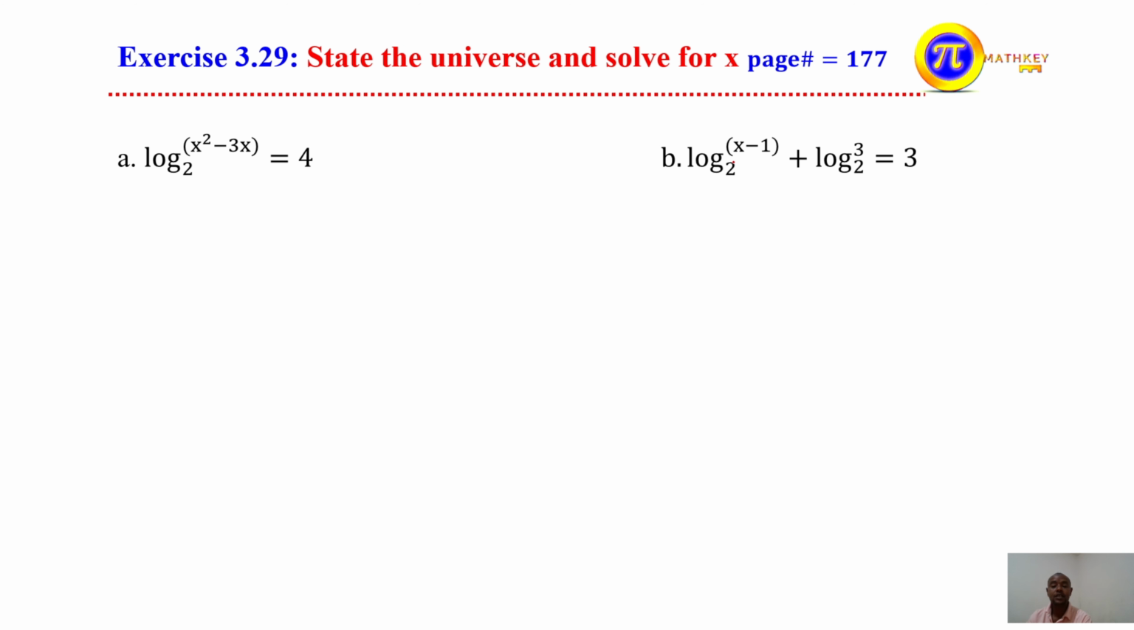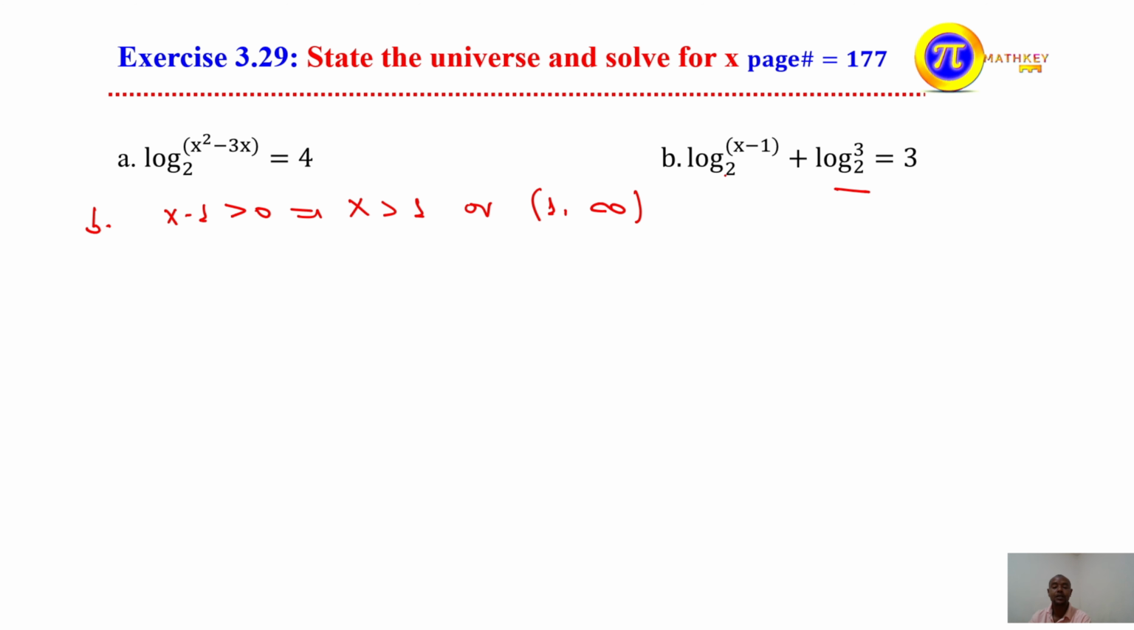Similarly, for the case of the second one, for b, again you have to determine the domain. The domain must be x minus 1 greater than 0. This implies x is greater than 1, since log of 3 in base 2 is a constant. So the domain must be x greater than 1, which is equal to 1 to positive infinity. We can express it like this.